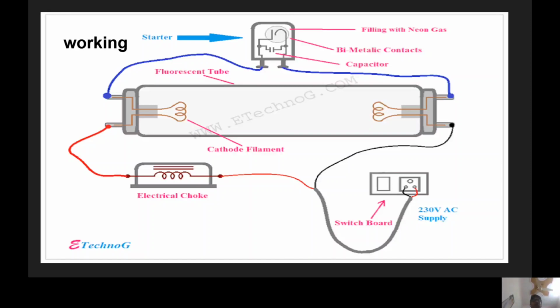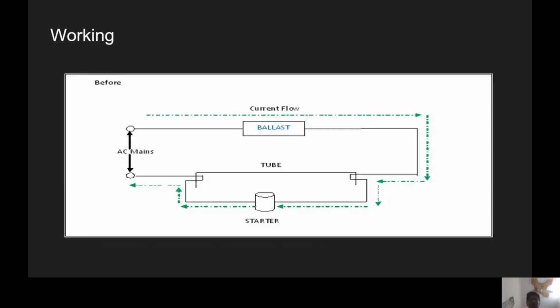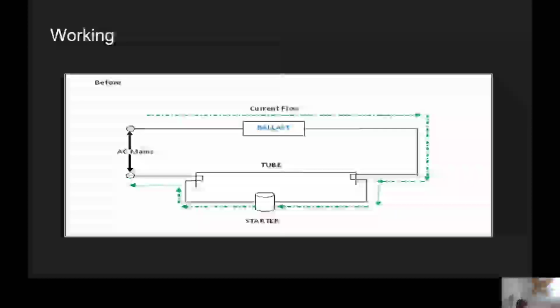And then, for the working, this is the circuit diagram. Look at the fact that the choke is connected to the tungsten, which is connected to the bimetallic switch, that is the starter, which is again connected to the tungsten electrode, and that's it. That's the circuit. Before the bimetallic switch is off, that is, when the starter is on.